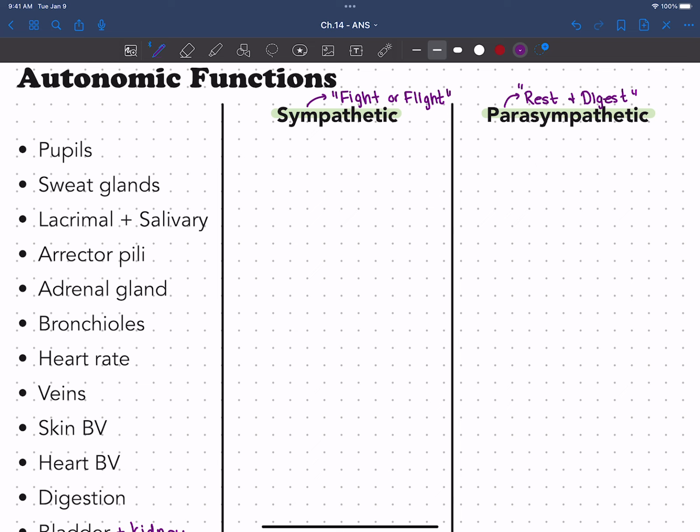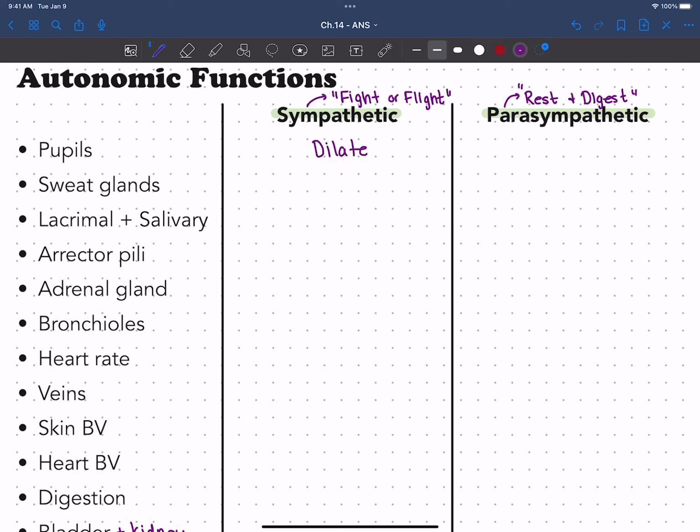Okay. All right, so let's go through each of these, and we will start with the pupils. Okay, so this would be the opening in the eye that lets light into your eye to activate the retina. For the sympathetic nervous system, this would cause dilation of the pupil, making it larger. Okay, that would allow more light into the eye, right?